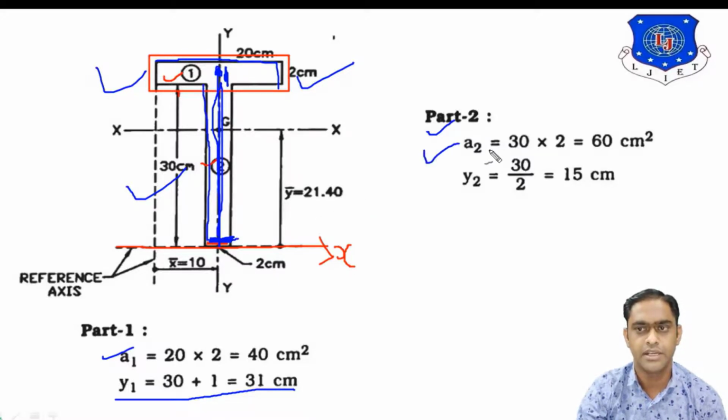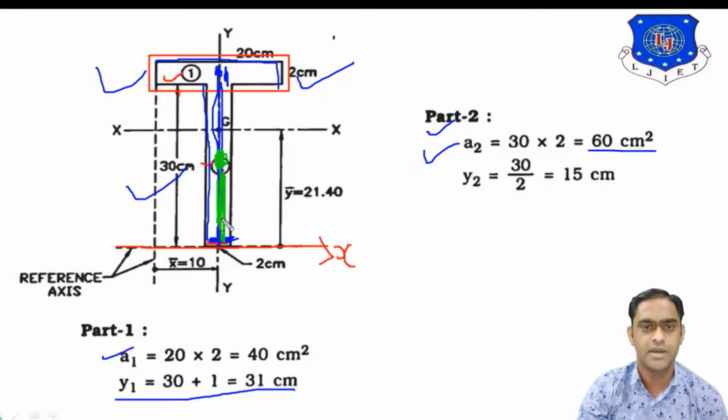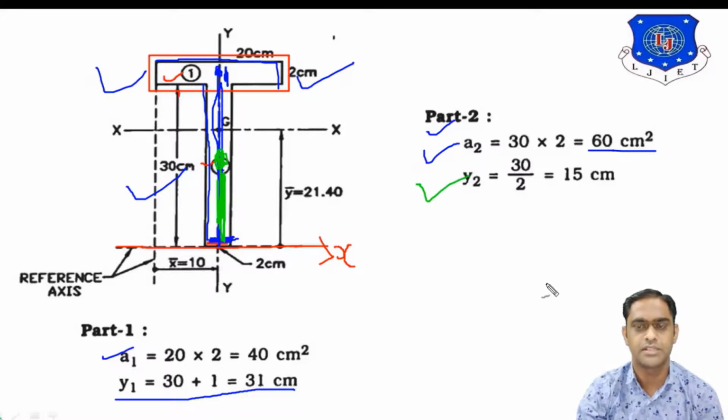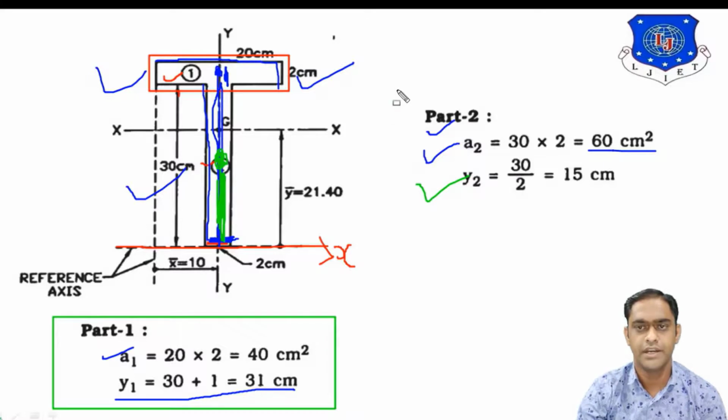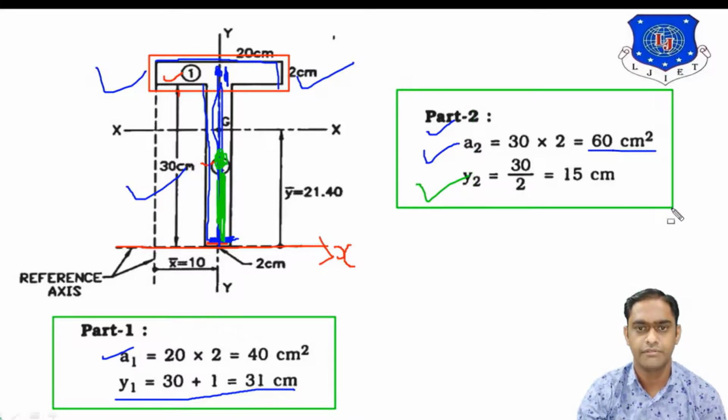So, area will be 30 into 2, 60 centimeter square. And what is y2? y2 means the CG of this second rectangle. You can see this is the CG of the second rectangle. From this CG up to the bottom, it means 30 by 2, 15 centimeters. So, this is the value of y2. So, basically, these are the calculations of part 1 and part 2 from the figure.